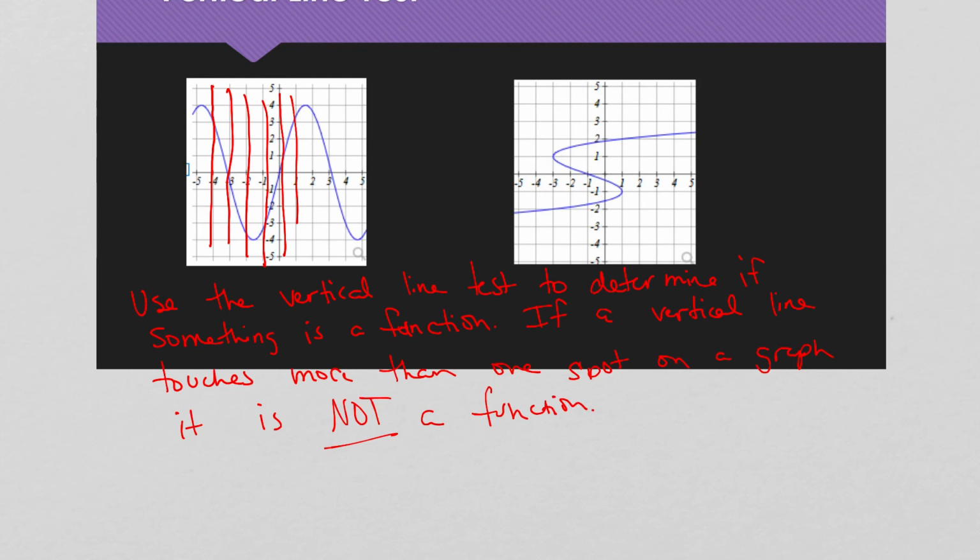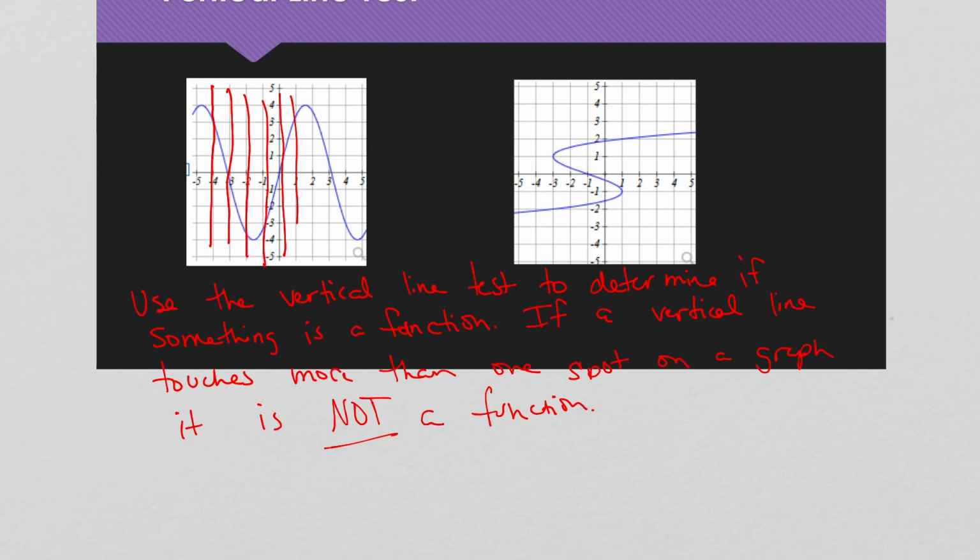All right, so it says here, use the vertical line test to determine if something is a function. If a vertical line touches more than one spot on a graph, it is not a function. So notice there's a vertical line here, it only touches one spot on the graph. There's a vertical line right here, it only touches one spot on the graph. Vertical line here, it only touches one spot, and so on.